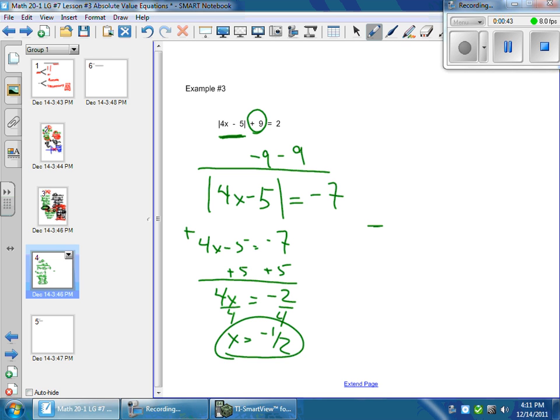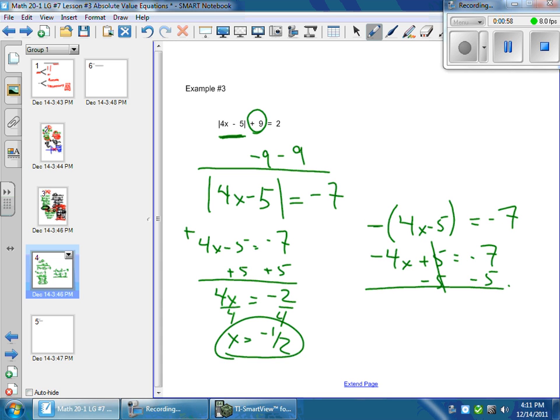Don't forget your piecewise function. You have to have a minus here, -(4x - 5) = -7. And if you do that, you get -4x + 5 = -7. Again, solve, right? Cancel that out, giving you -4x = -12. Divide by -4, divide by -4, and you've got x = positive 3. So you should, in fact, have two possible answers, this one here and this one here.